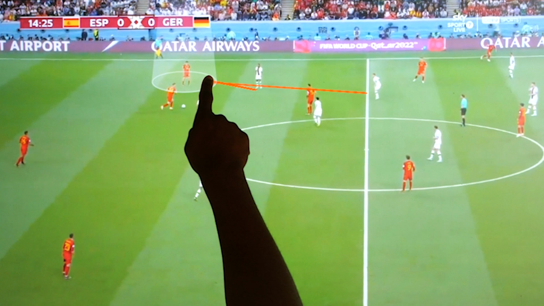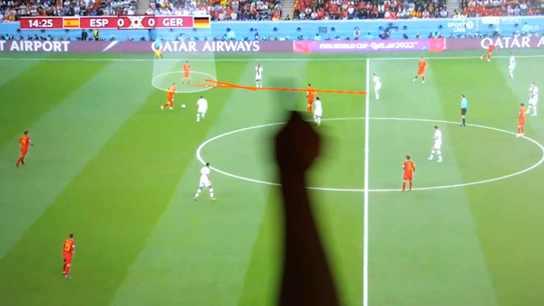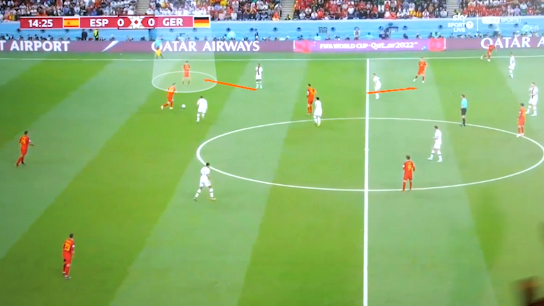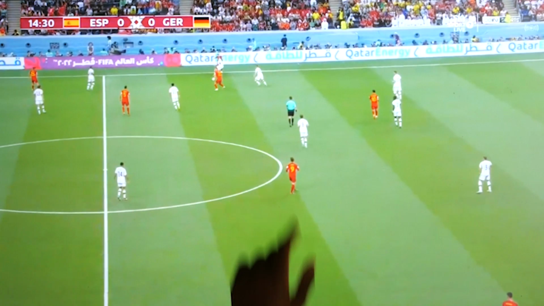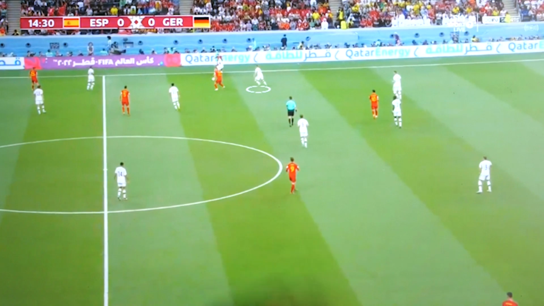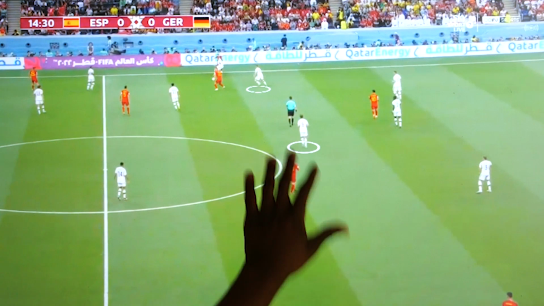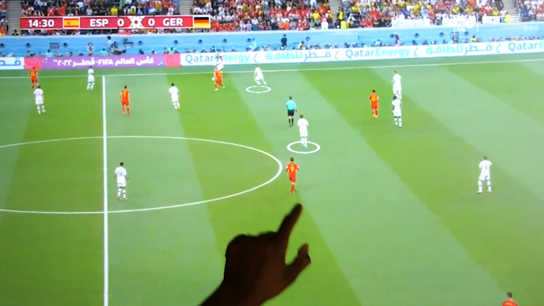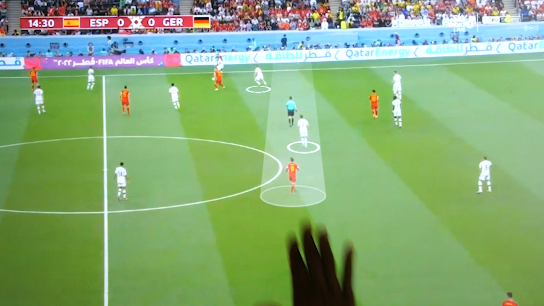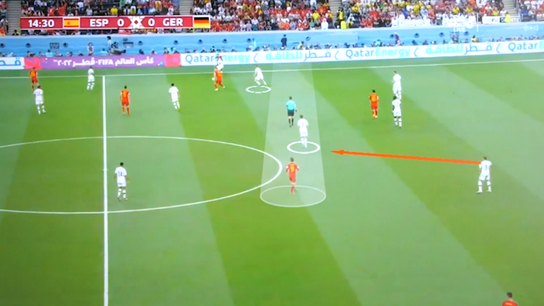Kimmich is sort of caught in two minds, as he had his eye on Pedri, but now Olmo has dropped into the midfield, whereas Alba has now pushed much higher up. So now the left-hand side is overloaded, as Kimmich has to come across to prevent that 2 versus 1 down, meaning that Goretzka now has to vacate his position, meaning Gavi has more space in the half space, and Raum has to keep an eye on him.